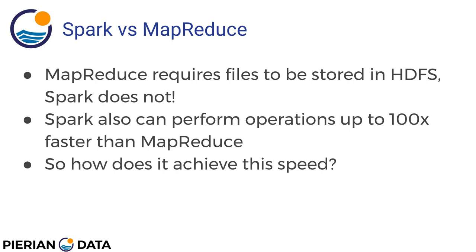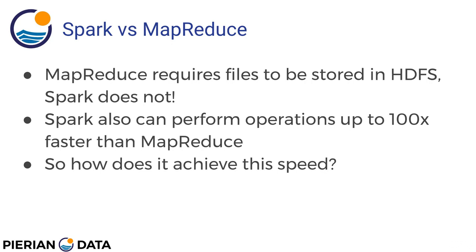Spark can use the Hadoop distributed file system, which is why it doesn't really make sense to say Spark versus Hadoop by itself. But Spark can also work with a wide variety of data formats, which is why we always hook up Hadoop with MapReduce. More importantly, Spark can also perform operations up to 100 times faster than MapReduce. That's one of the big selling points of Spark, and what you hear a lot when you're reading about Spark online.